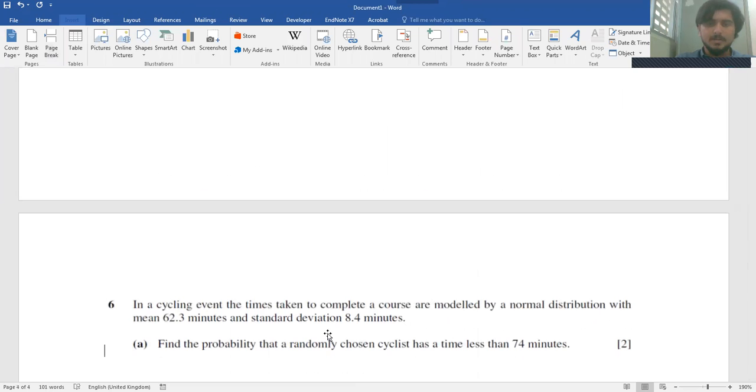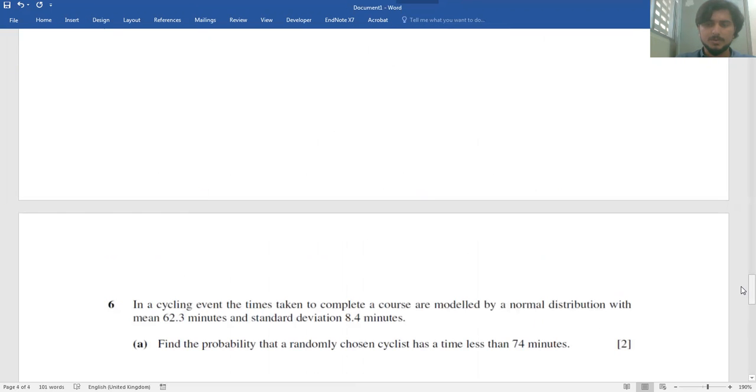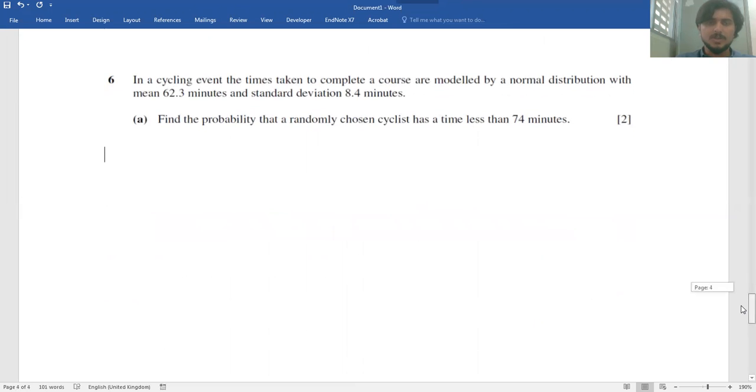In a cycling event, the times taken to complete a course are modeled by a normal distribution with mean 62.3 and standard deviation 8.4. Find the probability that a randomly chosen cyclist has a time less than 74 minutes. I've always advised my students to make a simple bell curve to understand the normal distribution and attempt the questions. So the mean will be in the center, which is 62.3, and 74 will be somewhere on the right of 62.3.